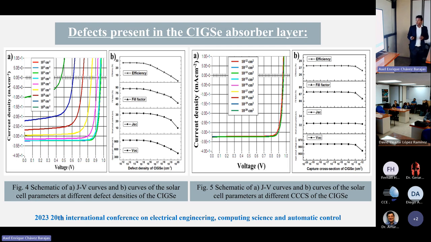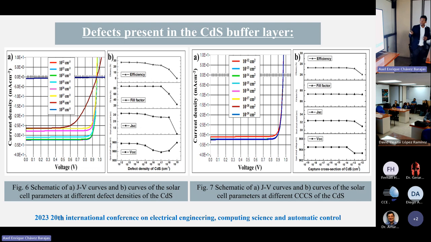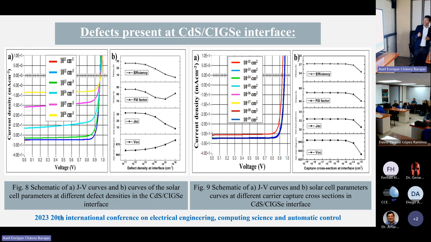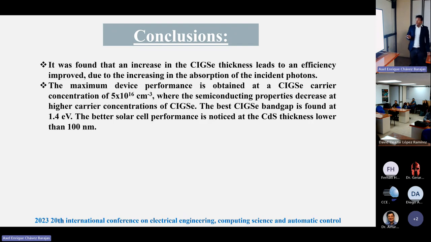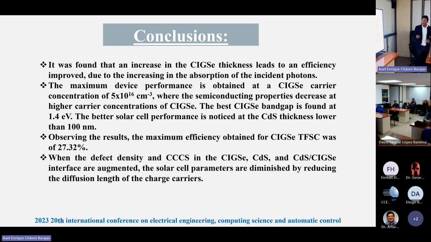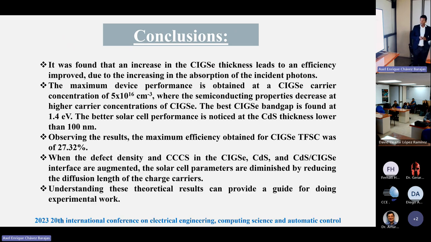A similar pattern is found for the defect density and carrier capture cross-section for the CdS buffer layer and also the CdS interface. All these places, for example the buffer layer interface, with the presence of these defects can decrease the solar cell parameters. So here we have optimized, and then we have discussed the presence of the defect density.